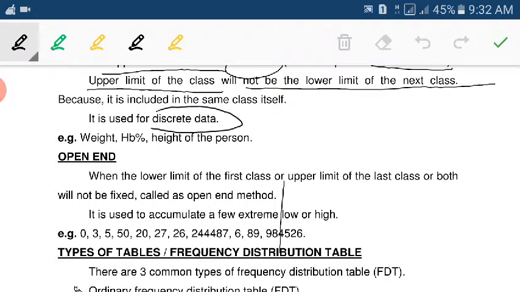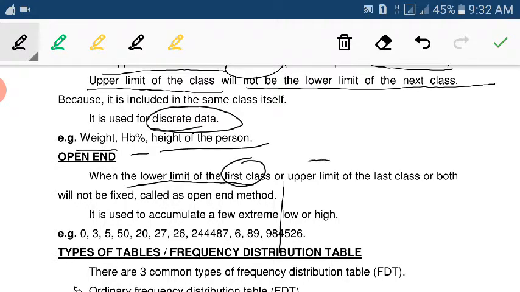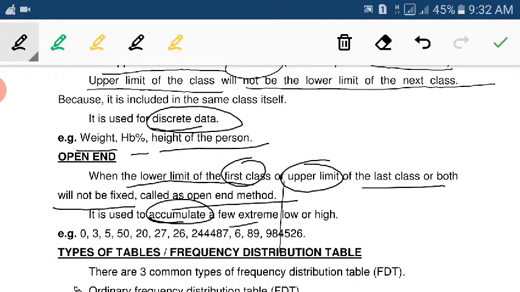It is used for the discrete data, like the weight or the height of a person. Open end: when the lower limit of the first class or the upper limit of the last class, or both, are not fixed, it is called the open end method. It is used to accumulate a few extreme low or high values. Example: 0, 3, 5, 50, 20, 27, 26 and so on.